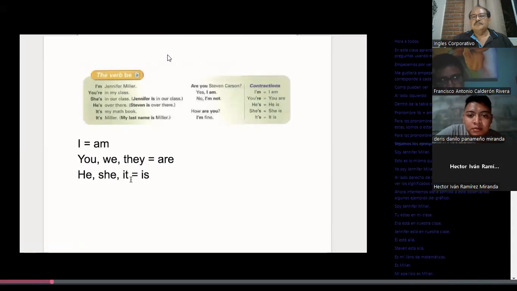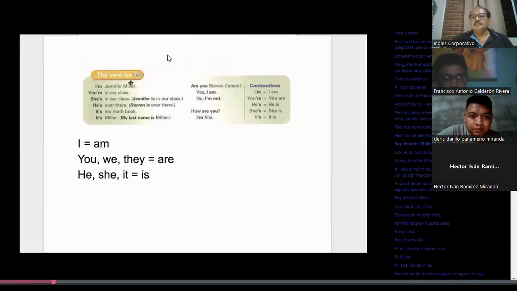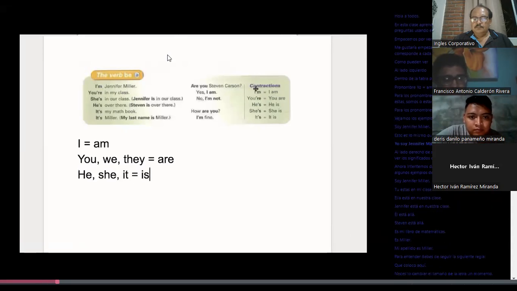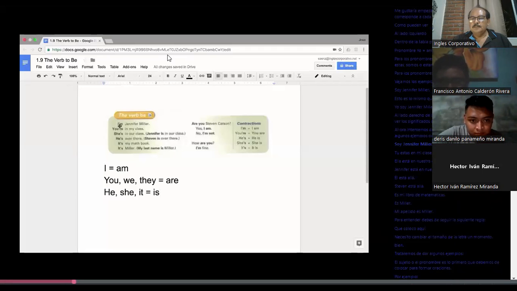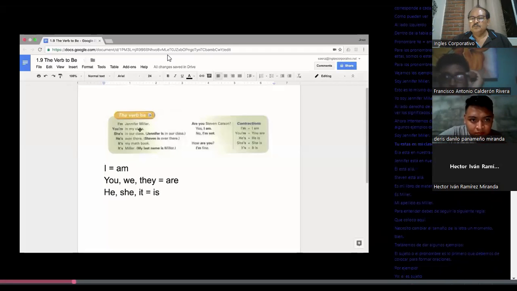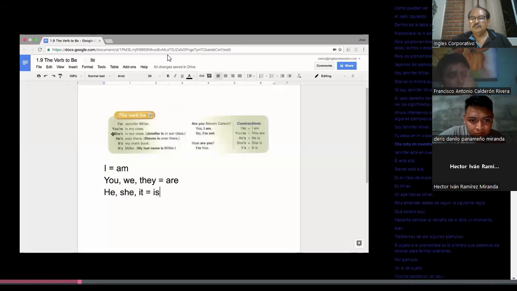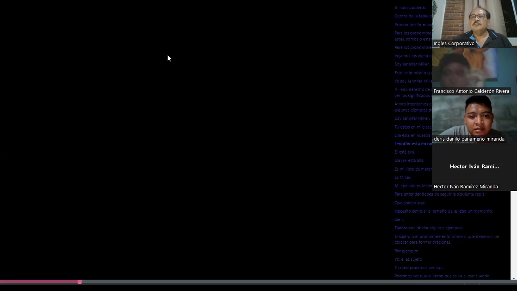So if we look at the examples, I'm Jennifer Miller. This is the same thing as saying I am Jennifer Miller. You can see the meaning of those contractions towards the right hand side of the screen. Now let's try to make sense of this by looking at the examples on the chart. I'm Jennifer Miller. You're in my class. She's in our class. Jennifer is in our class. He's over there. Steven is over there. It's my math book. It's Miller. My last name is Miller.